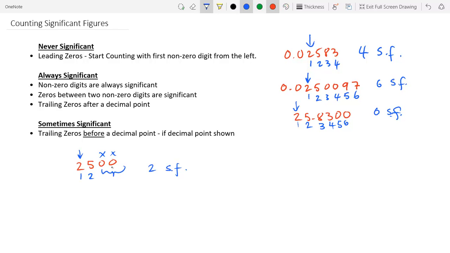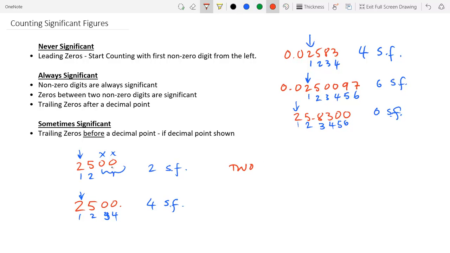Now instead of writing that as 2500, if we write that as 2500 with a decimal point at the end, now we're fixing that decimal point in place, and we're saying that these 2 zeros can now be significant. So with that decimal point there, the 2 is our first non-zero digit, and we count all 4 of these digits. And we end up with 4 significant figures.